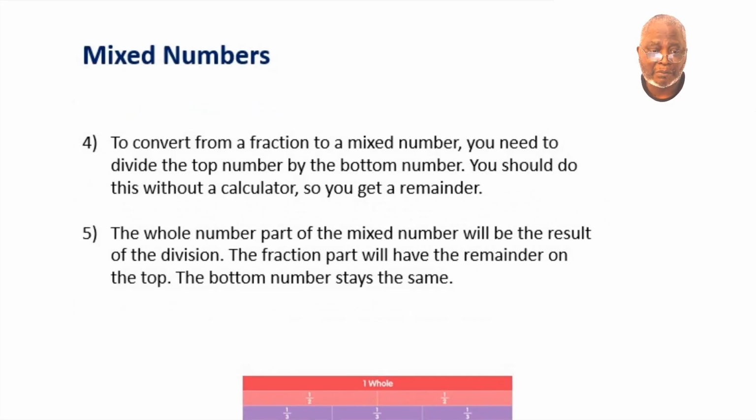To convert from a fraction to a mixed number, you need to divide the top number by the bottom number. You should do this without a calculator so you get a remainder. Remember, that is important. Calculators give us results in decimals. That's how it operates. So if you use a calculator, you will have a decimal as your remainder.